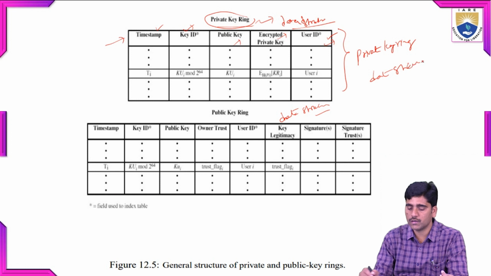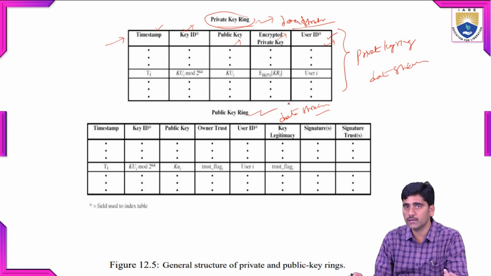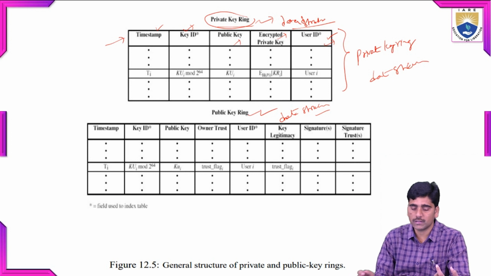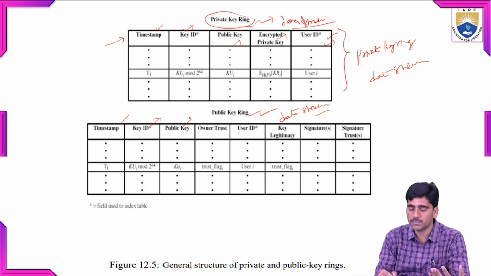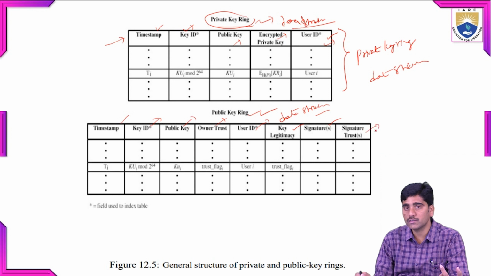The second one is the public keyring data structure. In this, the timestamp indicates the time the keys were generated, then the key ID, and the public key. Then the owner trust, the user ID, the key legitimacy, the signature, and the signature trust. All these fields are in the public keyring data structure.